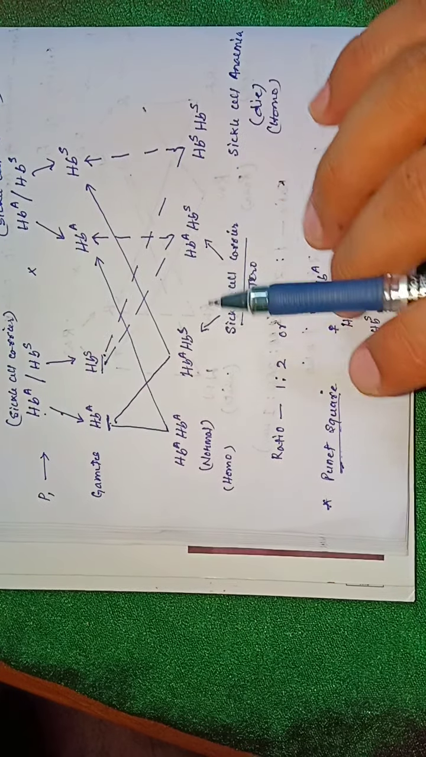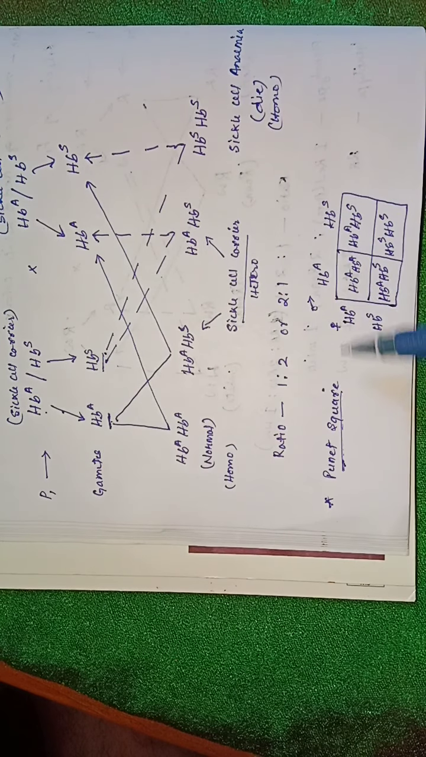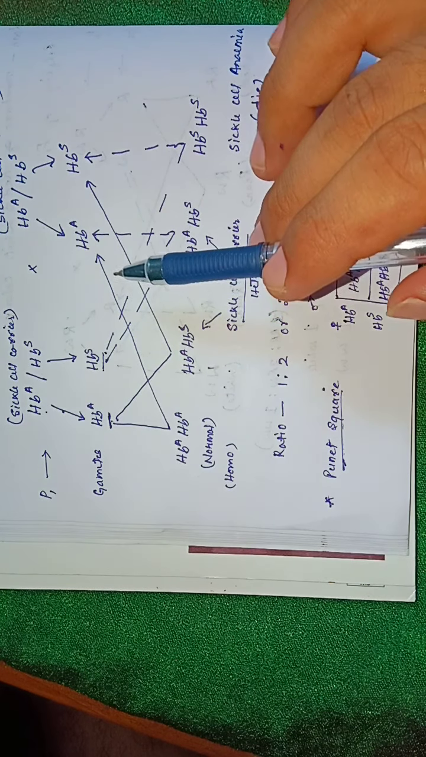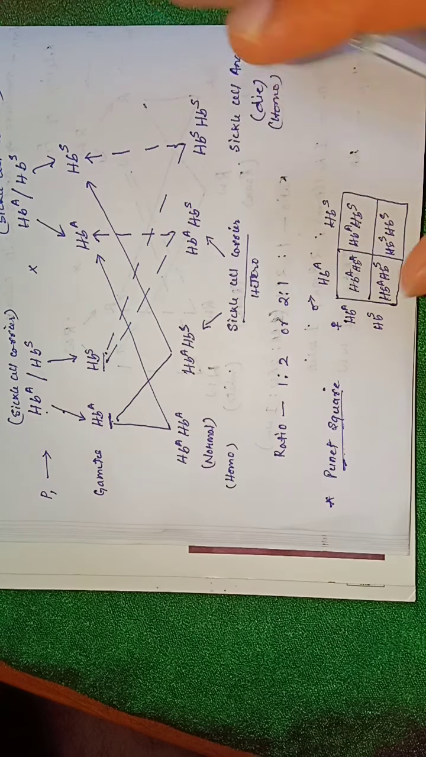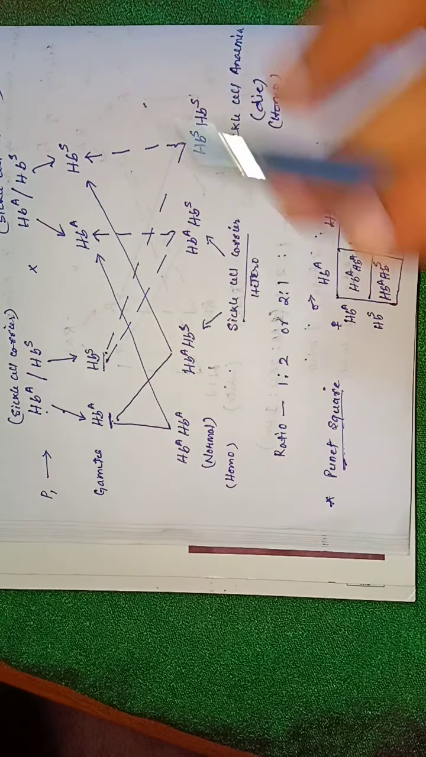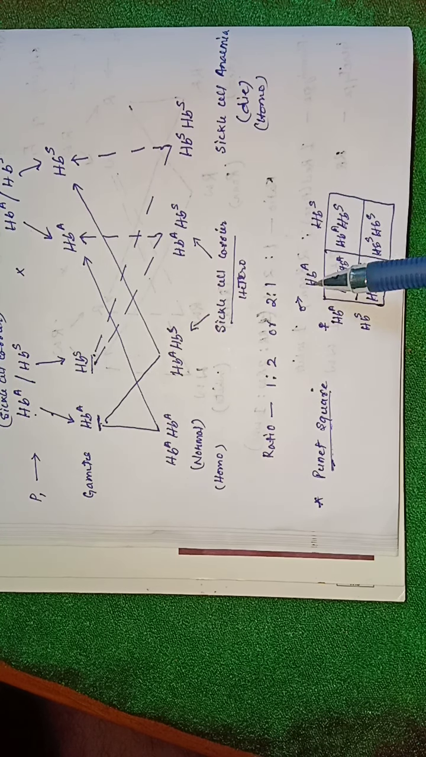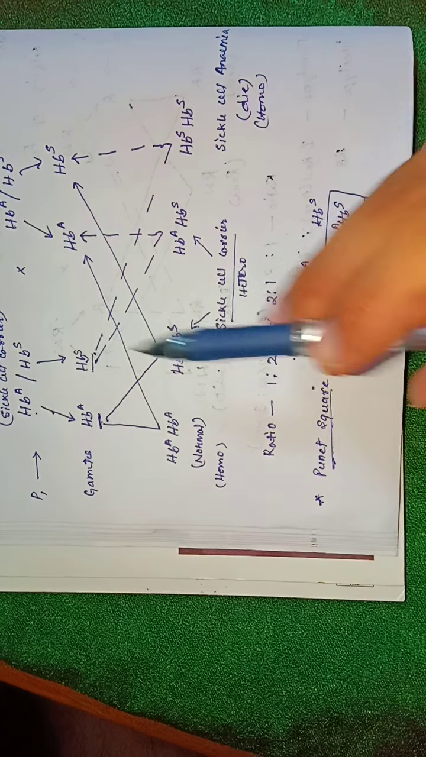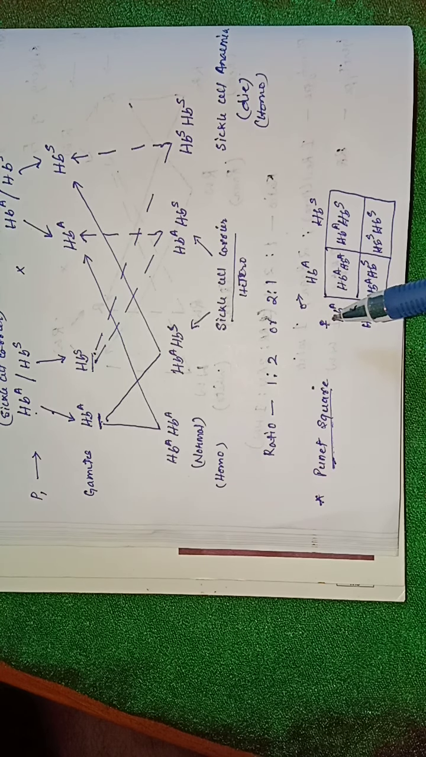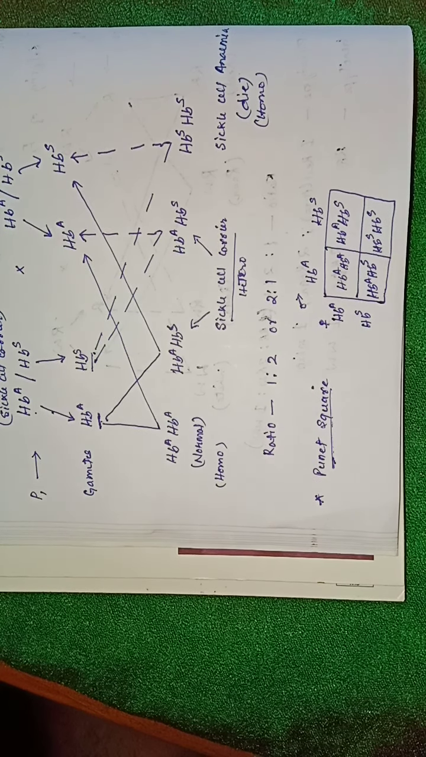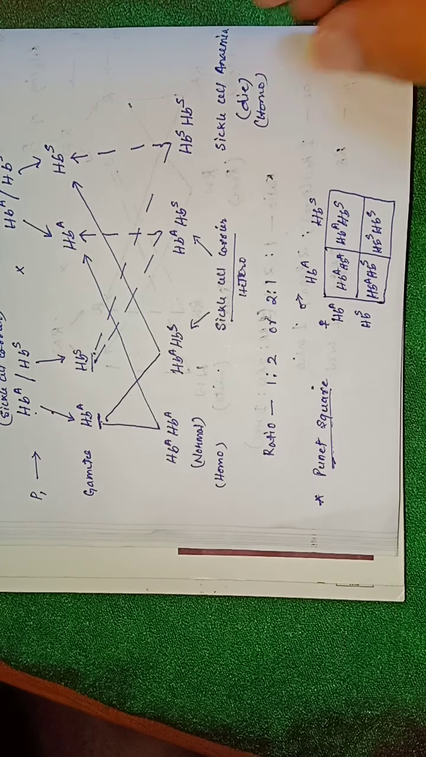We can also show this cross in the Punnett square diagram. This cross and Punnett square are the same; you can show only one. Now in Punnett square form, this will be the gametes of the male, this will be the gametes of the female. After fertilization, they give rise to one normal, two carrier, and one sickle cell anemic offspring who dies out. So this is the example of codominance shown by sickle cell anemia.